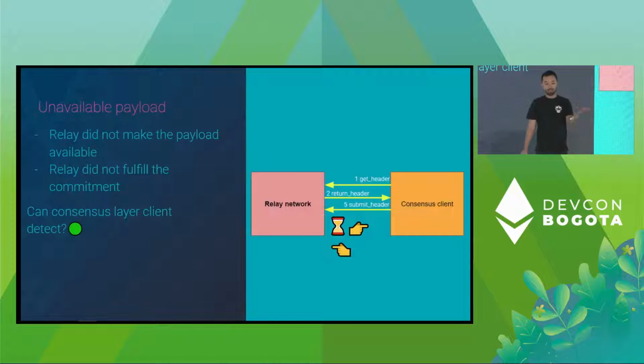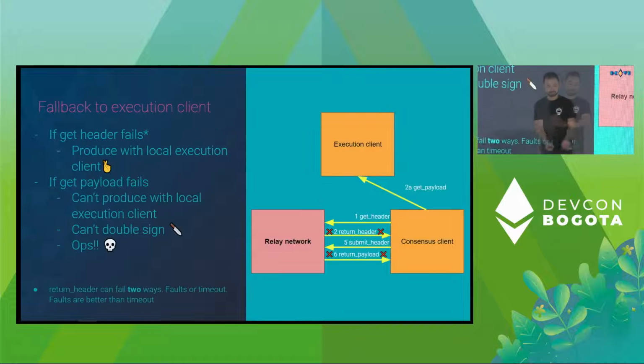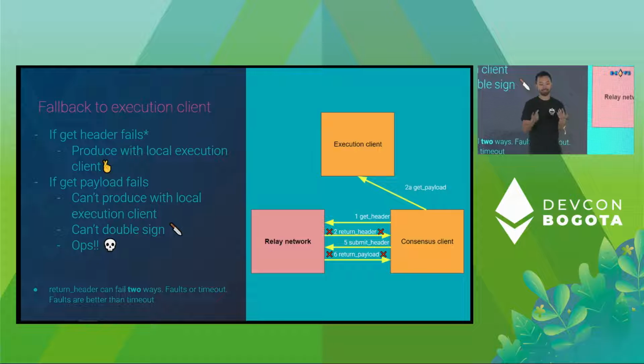Then unavailable. This means that the relay network just went to sleep, or maliciously decided to turn off, and did not reply back with the payload to you. So it did not fulfill its commitment. You know when it does that because you never received the payload. And there's nothing you can do there because you already signed something, your signature is out there. We have this concept of falling back to the execution layer client. If get header goes wrong, you can produce with your local execution client.